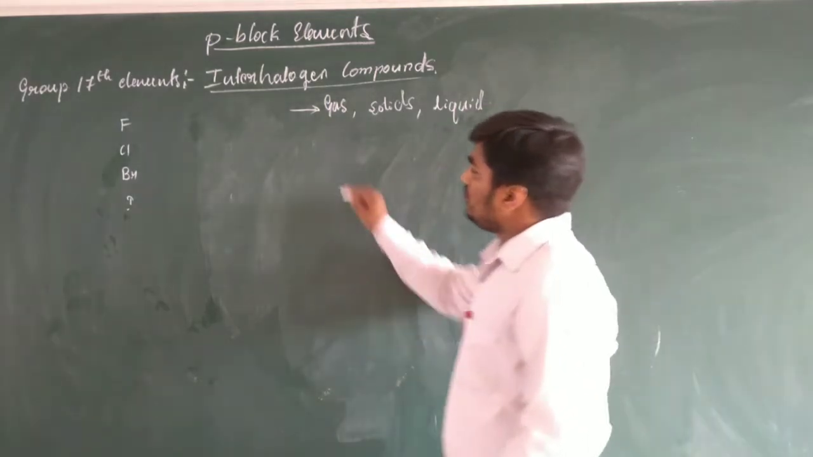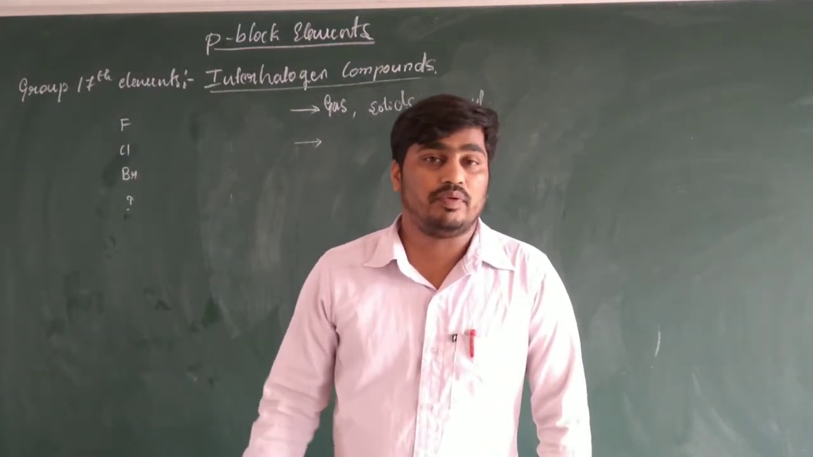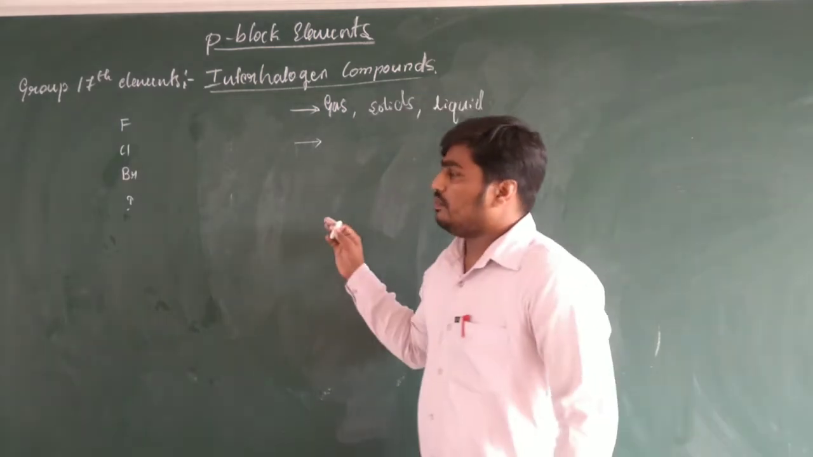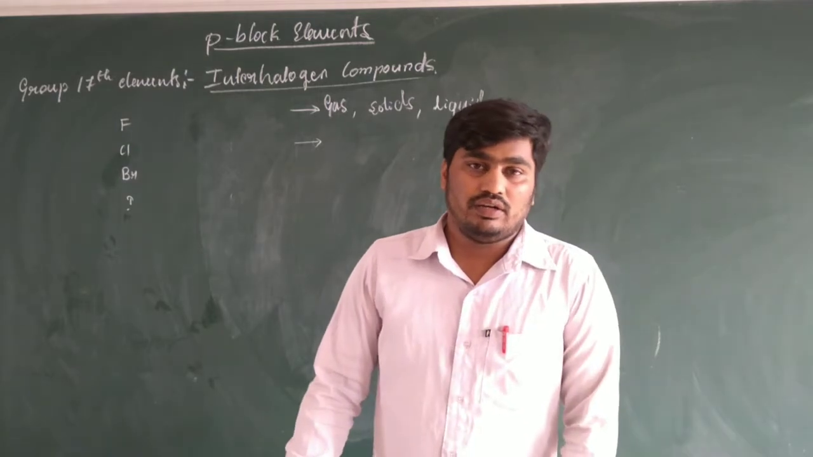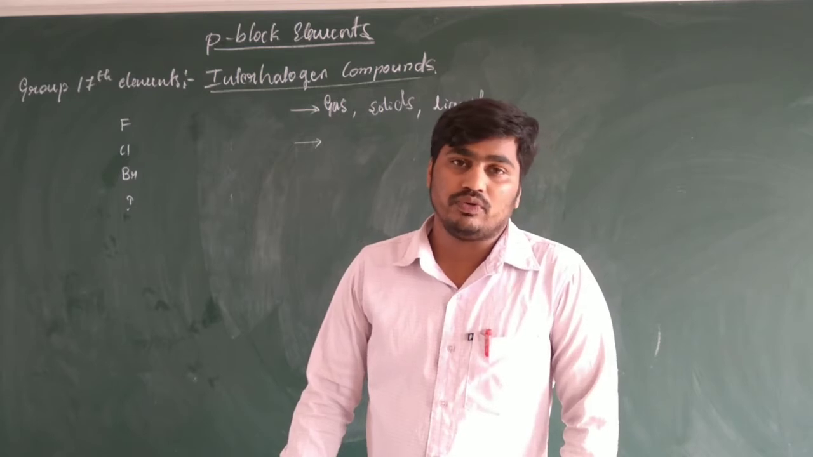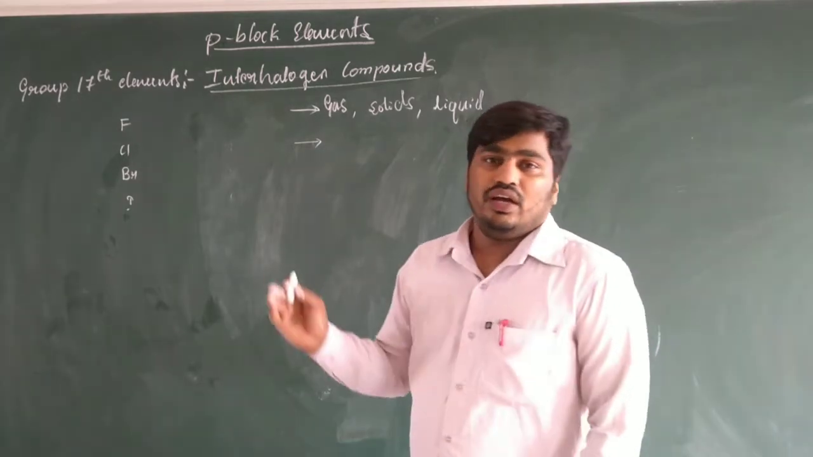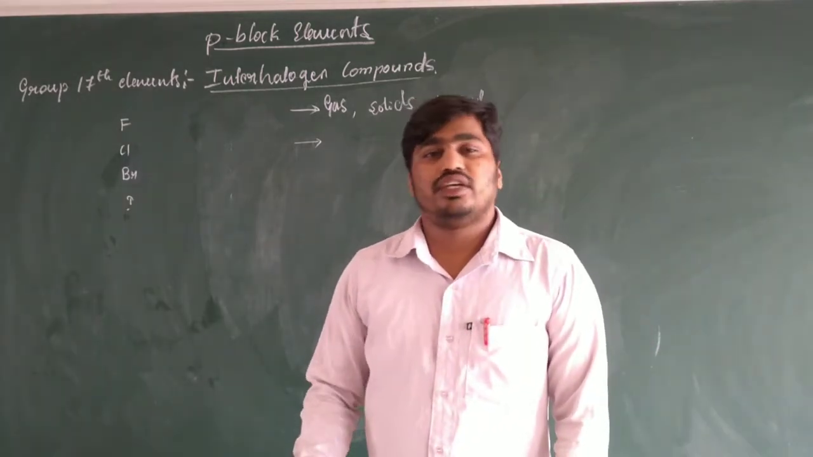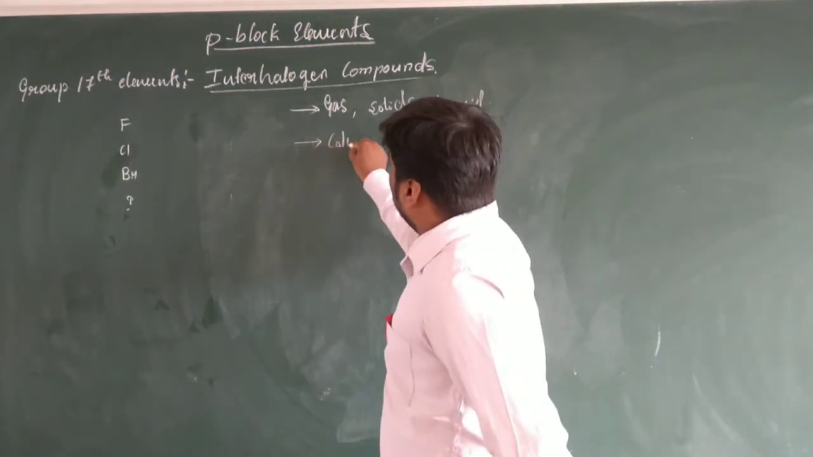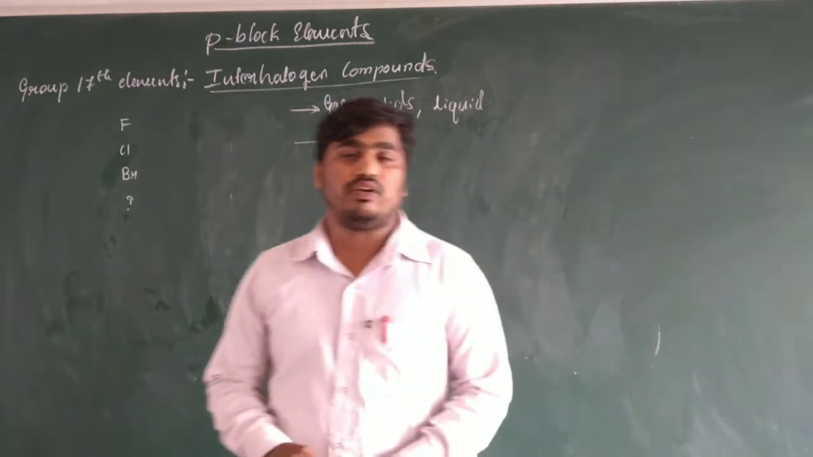Next, color. Interhalogen compounds show a coloring property. Different interhalogen compounds have different colors. Most of the compounds are yellow or yellowish, and the iodine compounds are volatile. This coloring property is because of the halogens. Halogens are colored, therefore these compounds show the coloring property. It is because of electron excitation.